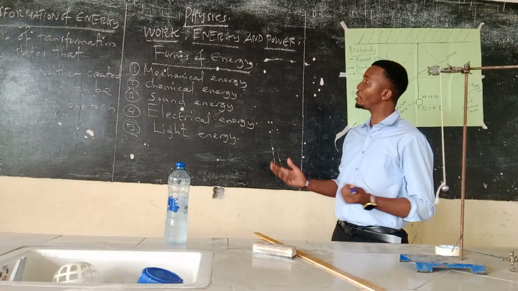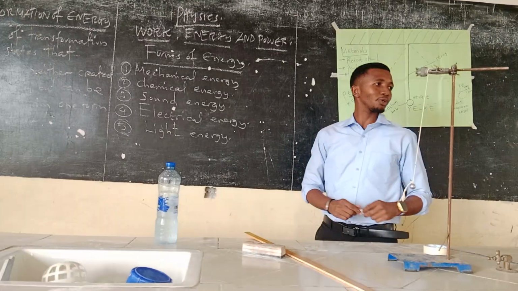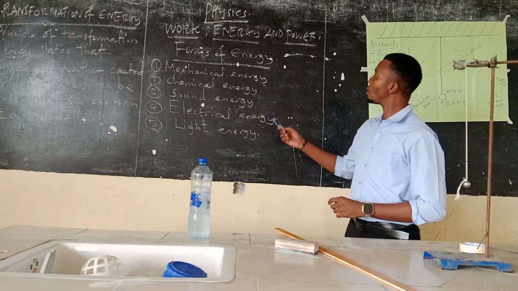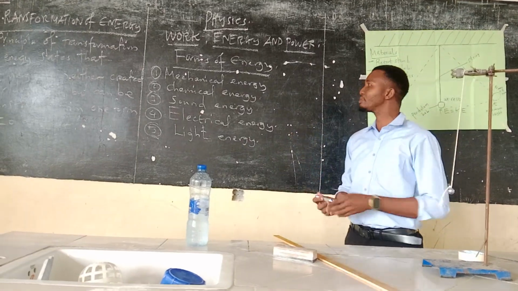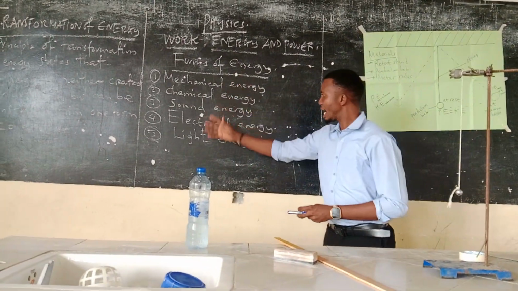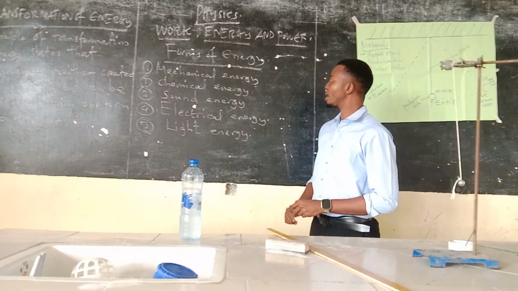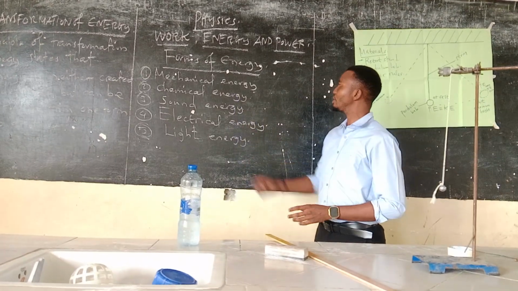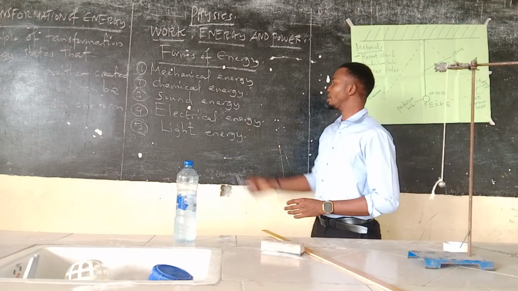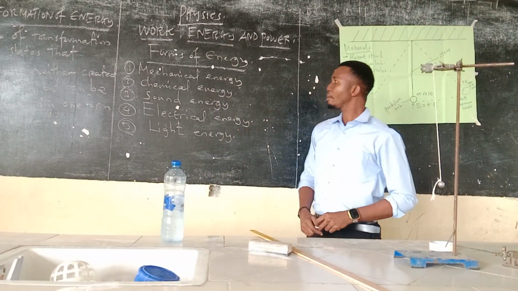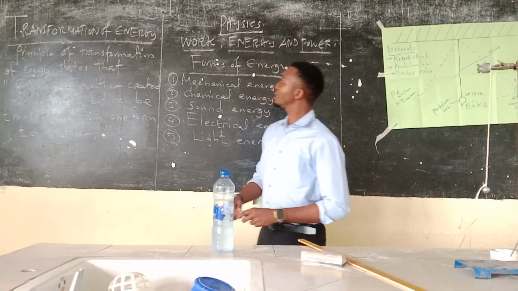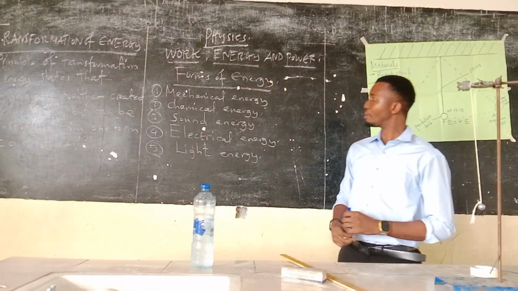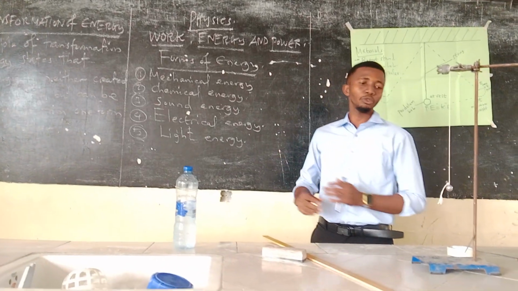of transformation of energy, we also have to understand the forms of energy. We have various forms, many of which, but some of them are mechanical energy, chemical energy, sound energy, electrical energy, as well as light energy. We also have the principle that energy can neither be created nor destroyed, but can be transformed from one form to another.